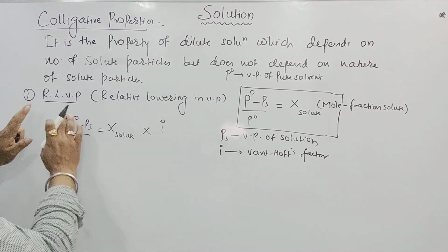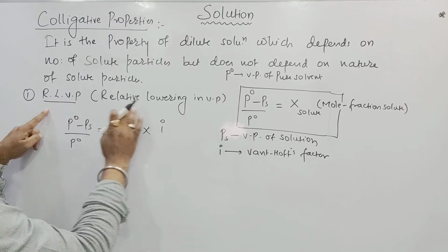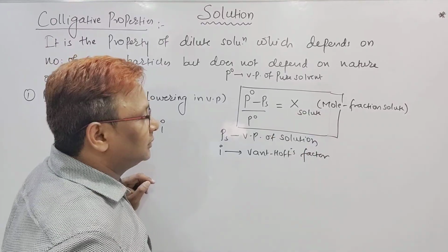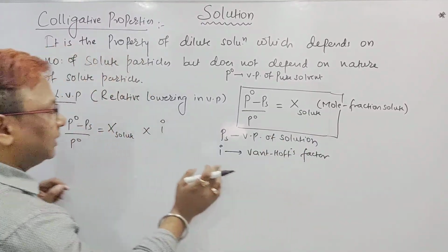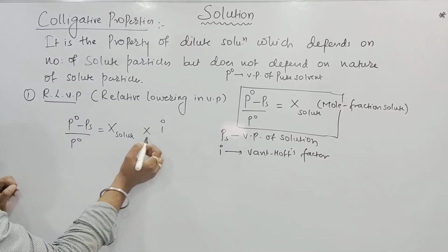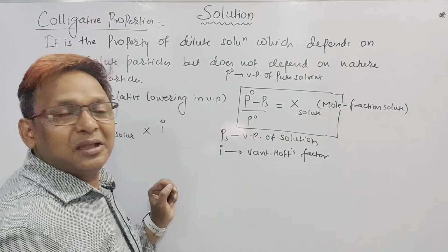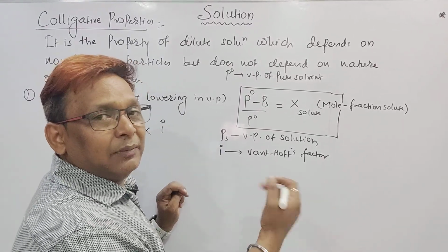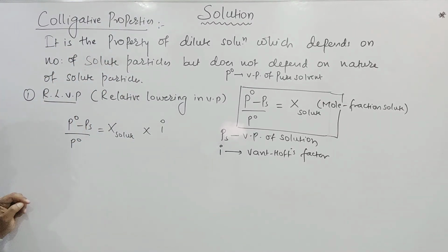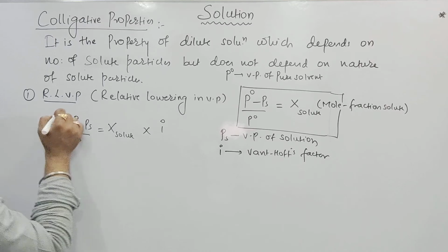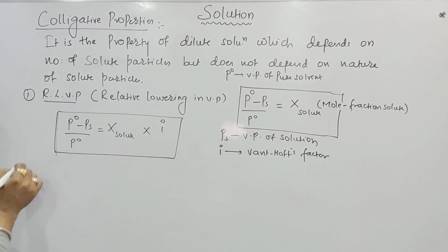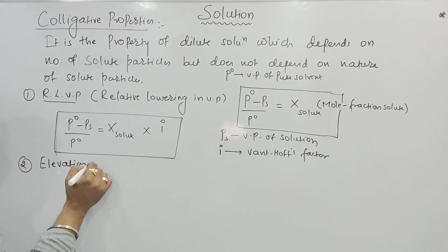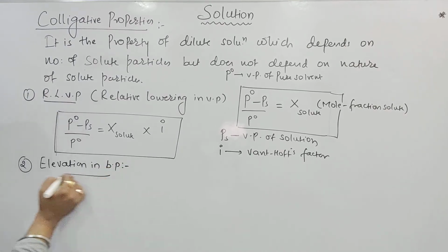So once again, beta, 4 colligative properties are there. The first one is relative lowering in vapor pressure, denoted as P0 minus PS by P0, equal to mole fraction of solute. But now this should be multiplied with i, and i is called the Van 't Hoff factor. To determine i for association and dissociation it is different, and based on that we find the value of i. That is the first point. I'll explain by giving examples. The second colligative property is elevation in boiling point.